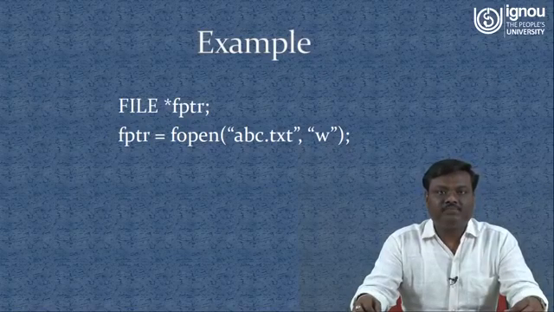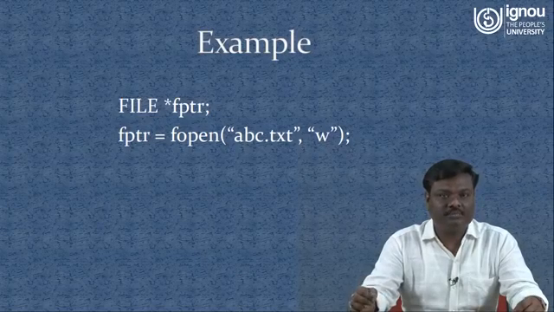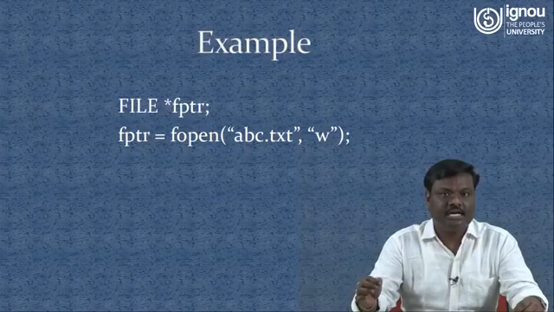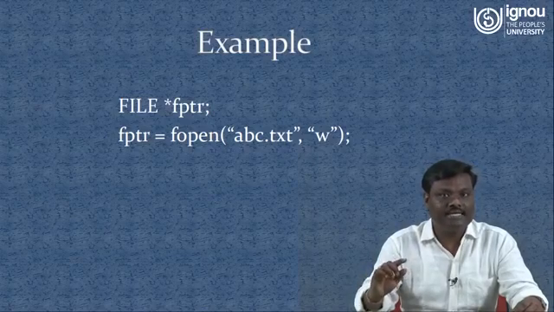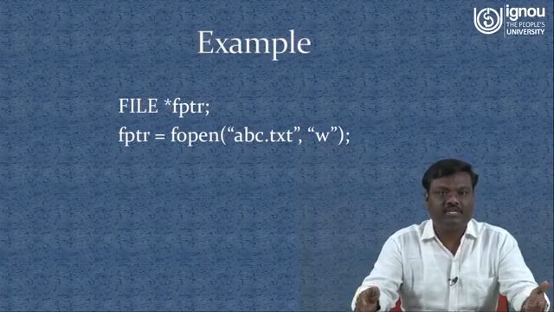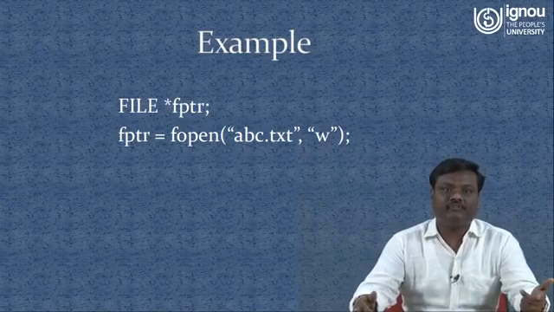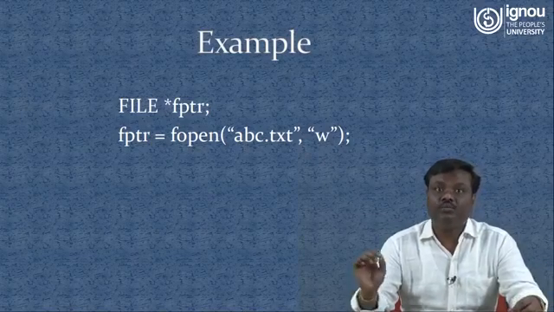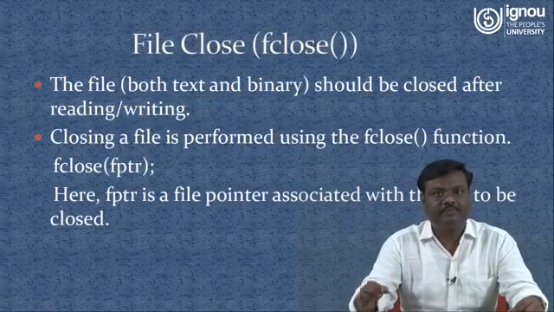Star FPTR is a pointer variable which is pointing to a file structure. FPTR is equal to fopen, within braces two arguments are passed. One is the file name, that is abc.txt, and as we are opening a .txt file, either you may write WT or else W itself is enough. Suppose if you want to work with a binary file, you could have written WB. That thing you have to remember.